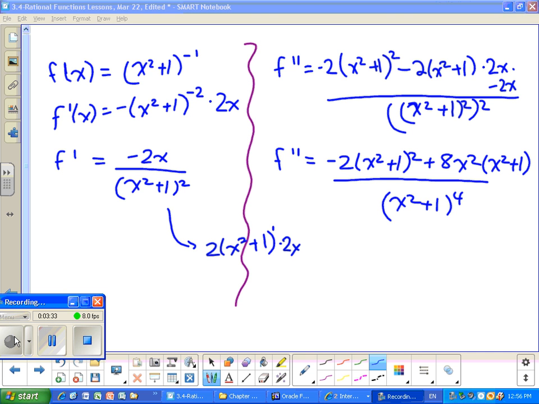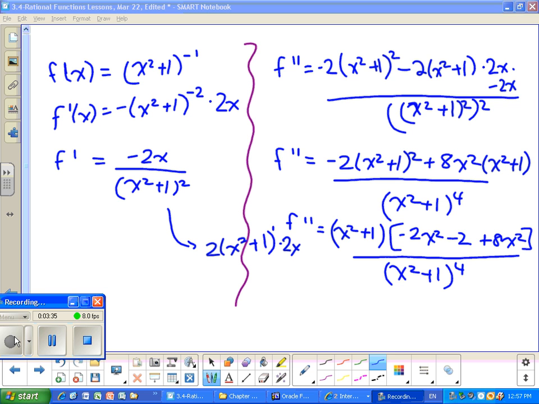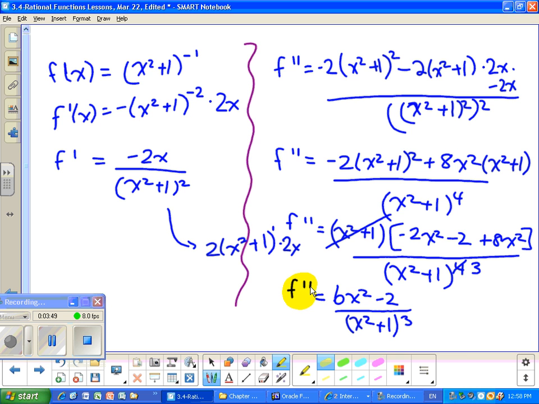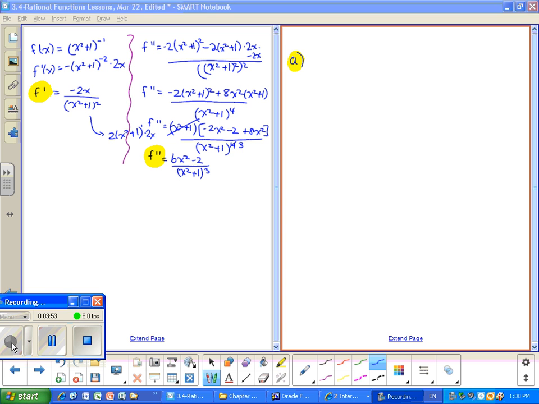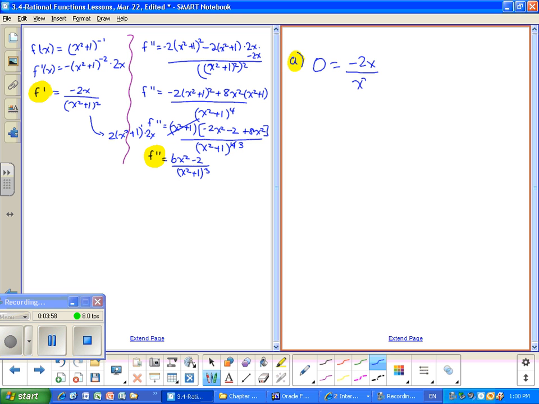So that would be simplified, and what do we notice? In the numerator we have an x squared plus 1, and in the denominator there's an x squared plus 1 to the power 4. So we can cancel this, and we can reduce this to 3. So those will be your two derivatives that you're working with. So we set our f prime equal to 0. Now, you want to solve for x.